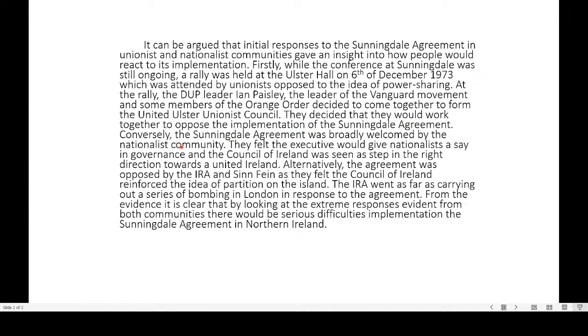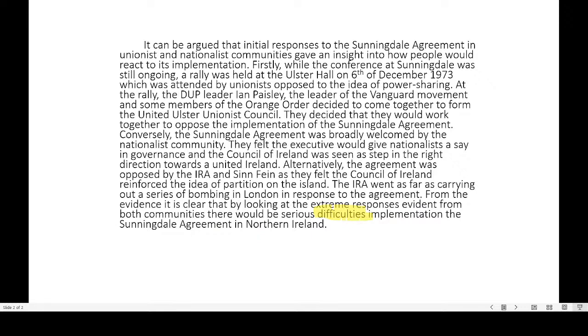Conversely, and I'm changing ideas, the Sunningdale Agreement was broadly welcomed by the nationalist community. They felt the executive would give nationalists a say in governance, and the Council of Ireland was seen as a step in the right direction towards a united Ireland. Alternatively, the agreement was opposed by the IRA and Sinn Féin, as they felt the Council of Ireland reinforced the idea of partition on the island. The IRA went as far as carrying out a series of bombings in London in response to the agreement. From the evidence, it is clear that by looking at the extreme responses evident from both communities, there would be serious difficulties, keyword from the question, in the implementation of the Sunningdale Agreement in Northern Ireland.